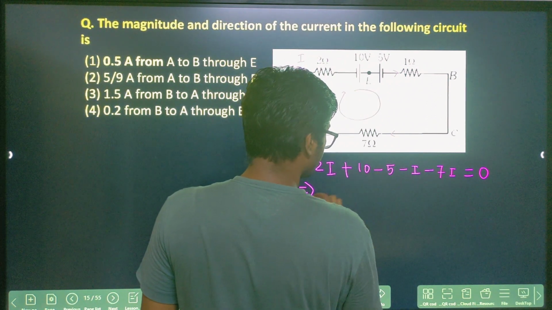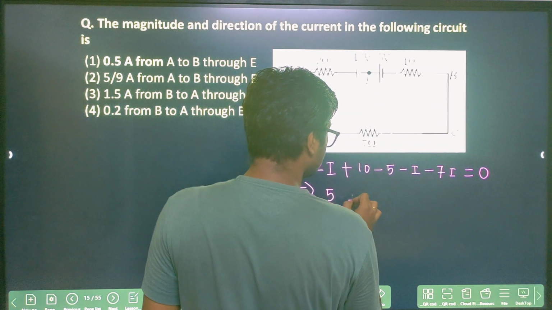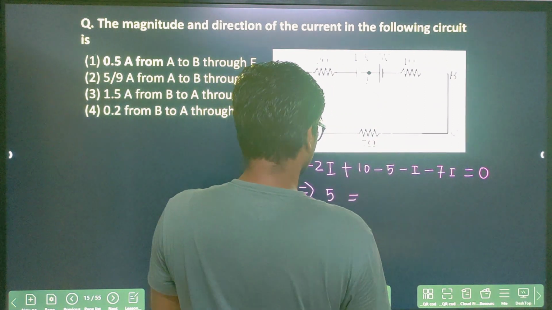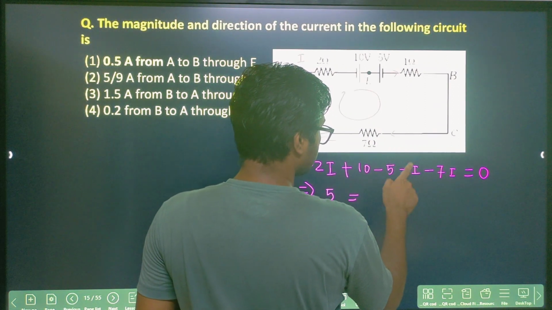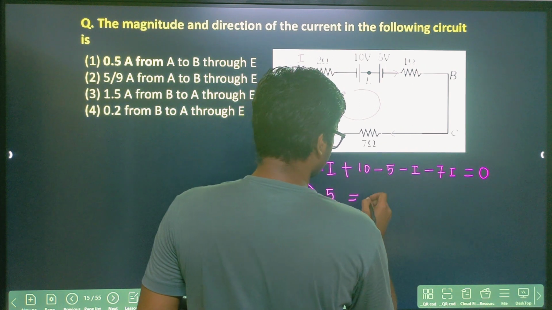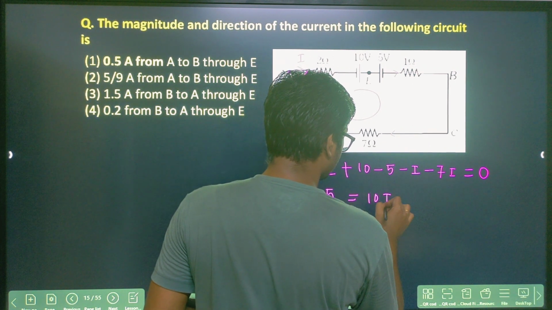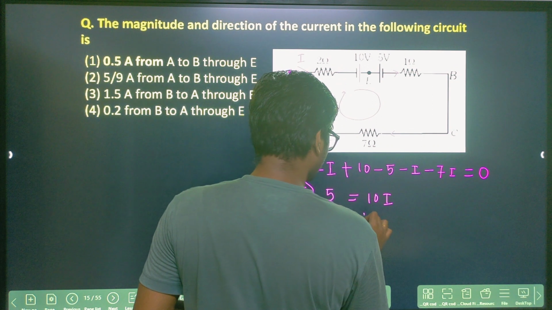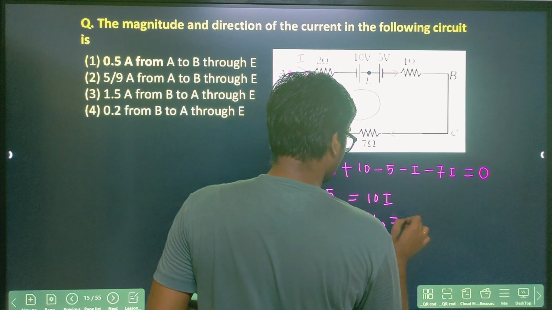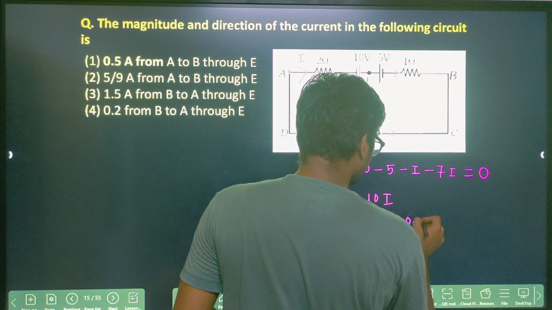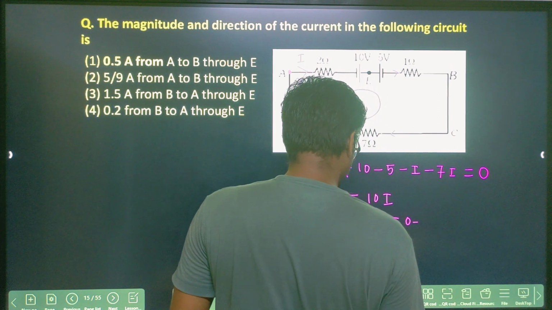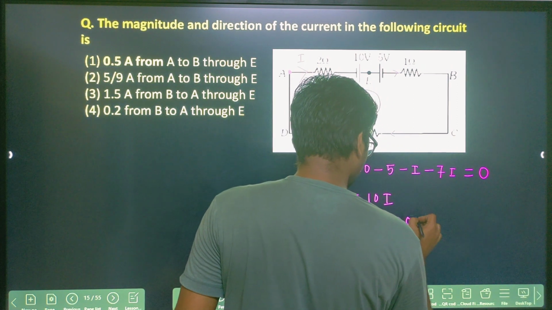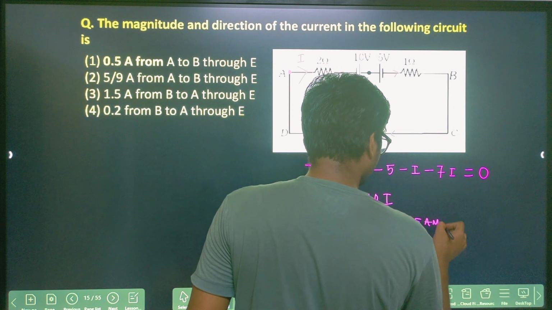This will be 10 minus 5. This will be 5 is equal to minus 2i minus i minus 7i. This side it will be 10i. So i will be 5 by 10, that is equal to 1 by 2. You can say 0.5, right? So you can write this is 0.5 ampere.